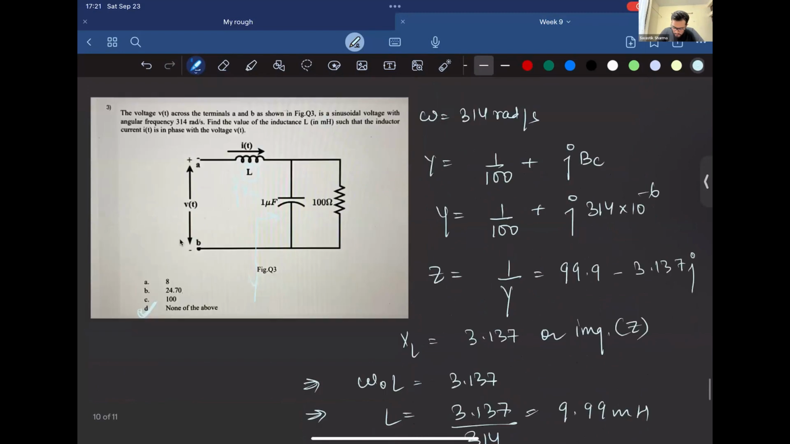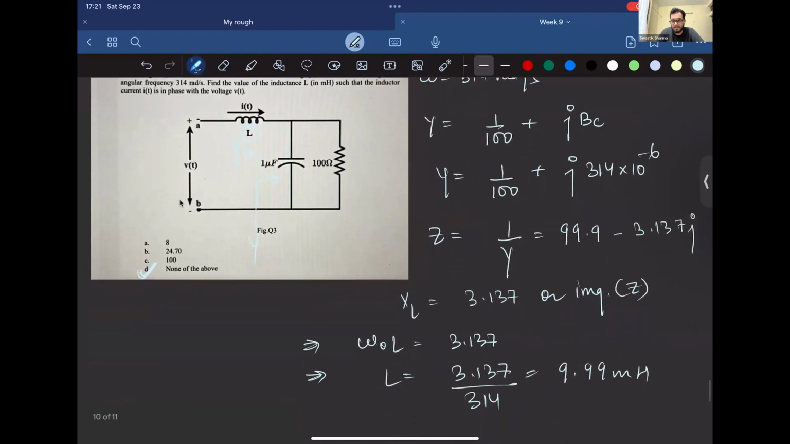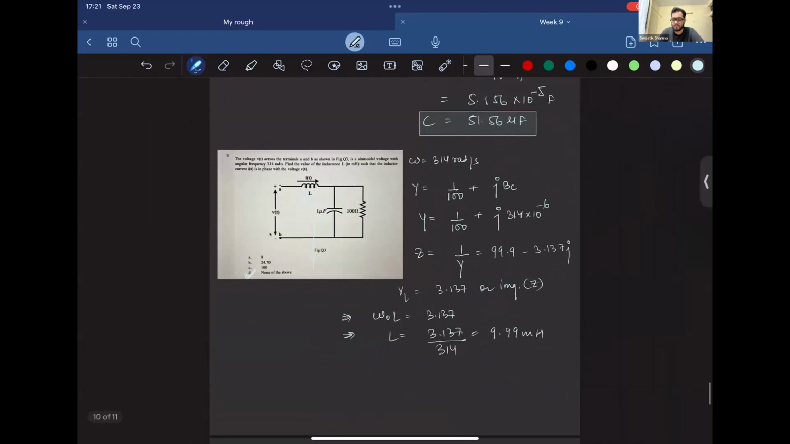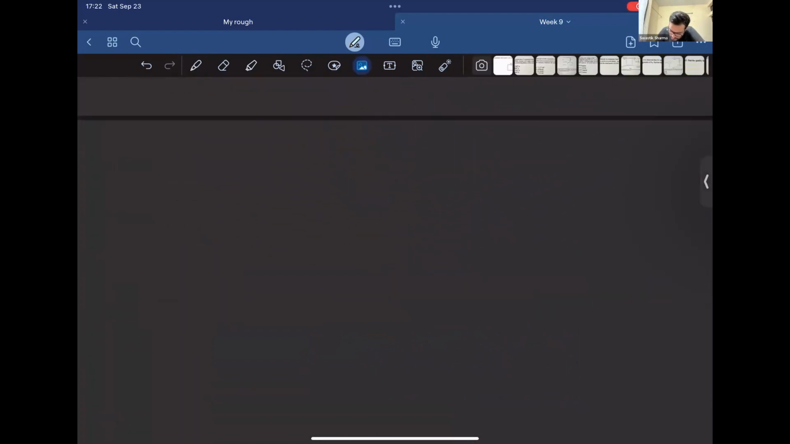So as you can see, solving questions based on resonance is very easy. You just try and equate the imaginary part to zero, and then you'll get the answer. If you're required to calculate the value of inductor, capacitor, or even the frequency at which it resonates, it's just equating it to zero. Let's go on to the next question.